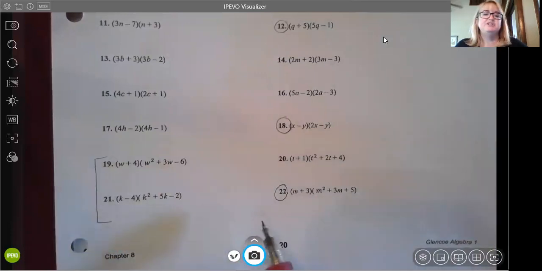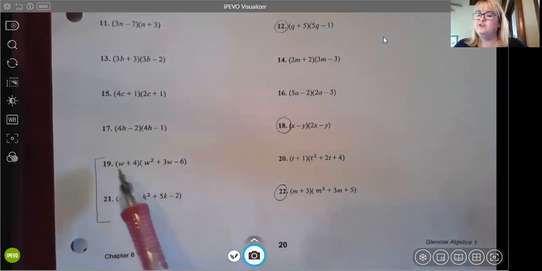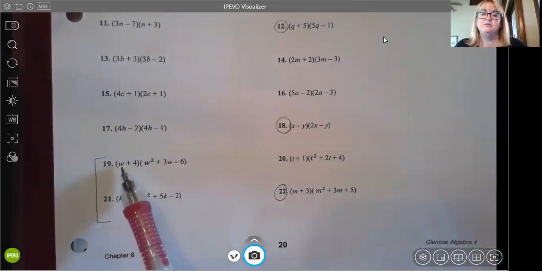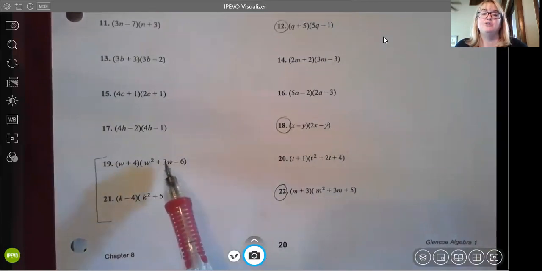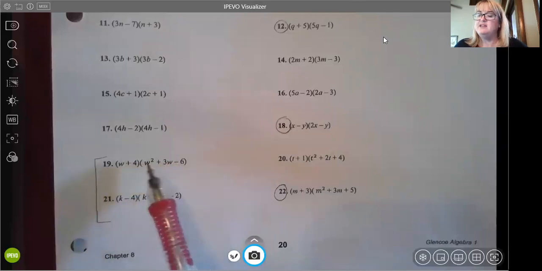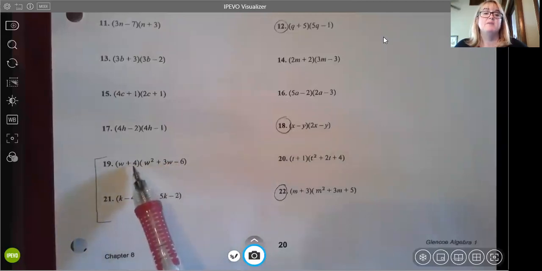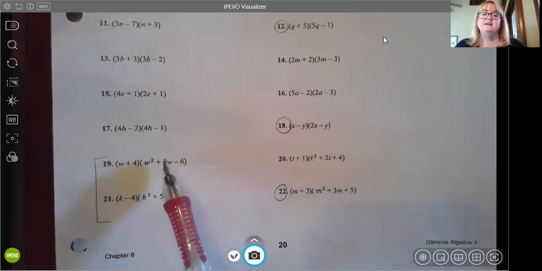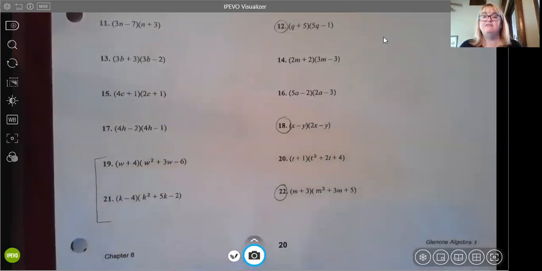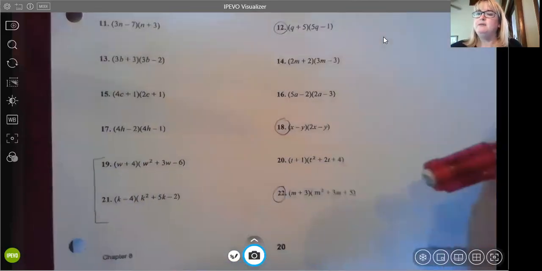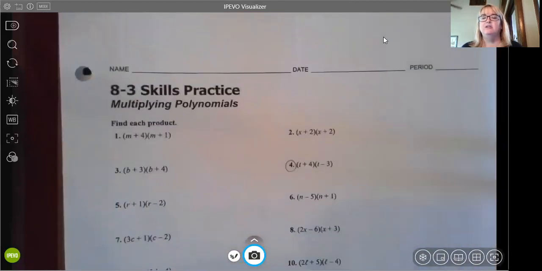In 19 through 22, you need to be sure that this first term, in 19 the first term is w, that w is multiplied by all 3 of these terms. And then the second term is this plus 4, or 4, and that 4 is multiplied to all of these terms. And then you have to simplify your answer. There is not enough space on this page for me to do my work, so I have written down the ones we're going to do together on paper. I would advise you to do your figuring on paper as well.